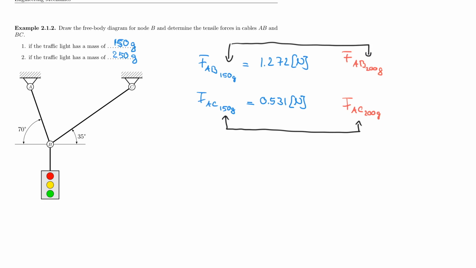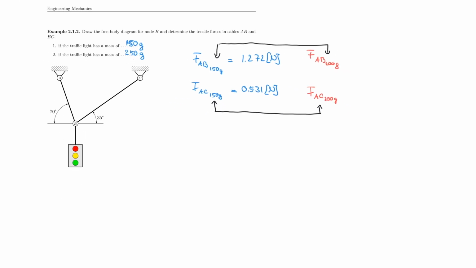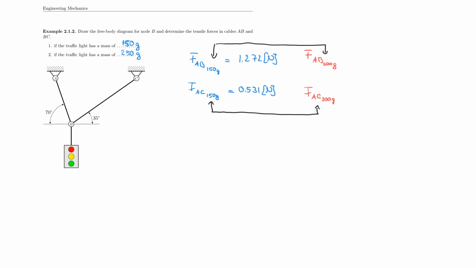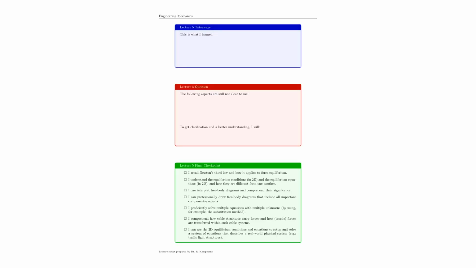And that is, I think, everything I want to tell you here to keep your curiosity up and to also encourage you to solve this problem on your own. With that said, we have done enough examples for the free body diagrams and the equilibrium conditions and equilibrium equations. So let's move on to our homework problems.